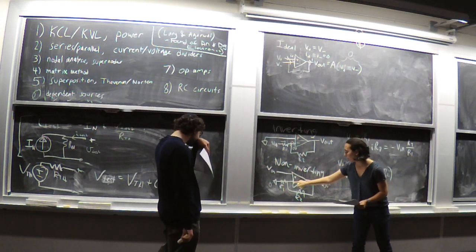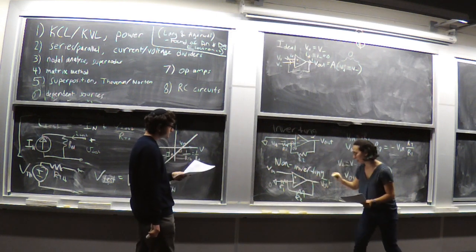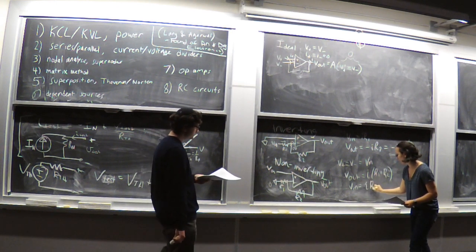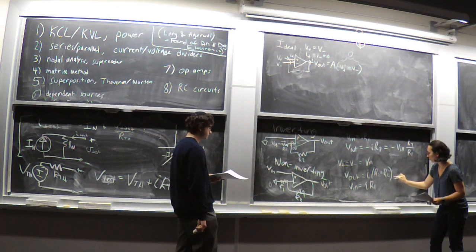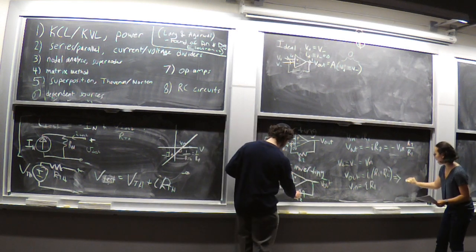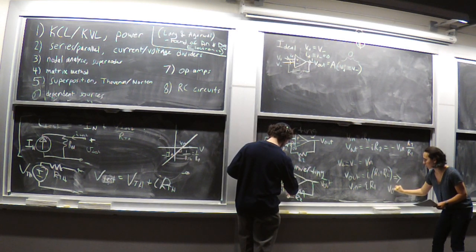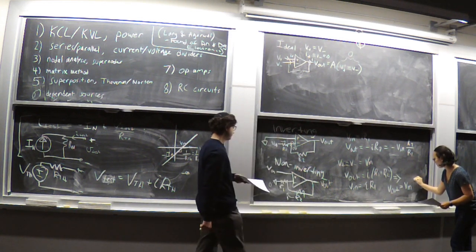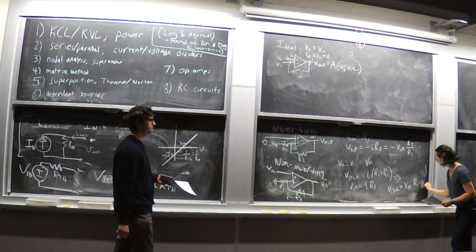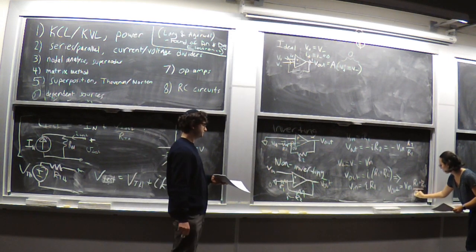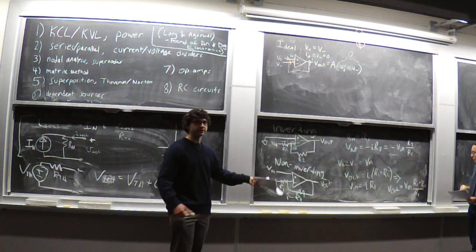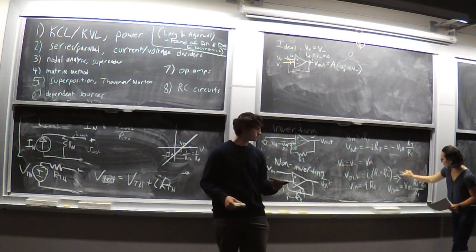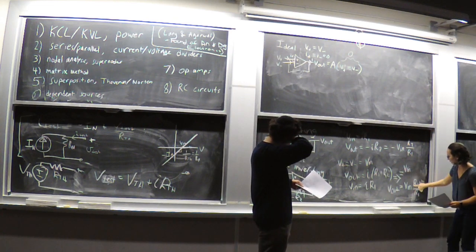And then if we want to find V in, which we know, V in is equal to I times R1. So this gives us our relationship between V in and V out. And in particular, we have that V out is equal to V in times R1 plus R2 over R1. And so once again, we have the scaling factor where we can choose R1 and R2 to get whatever gain we want.